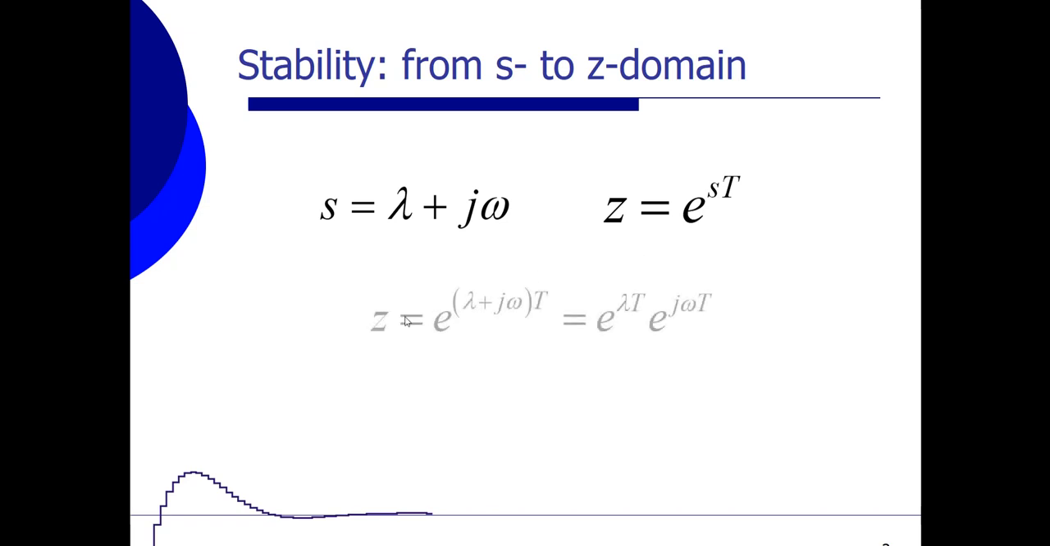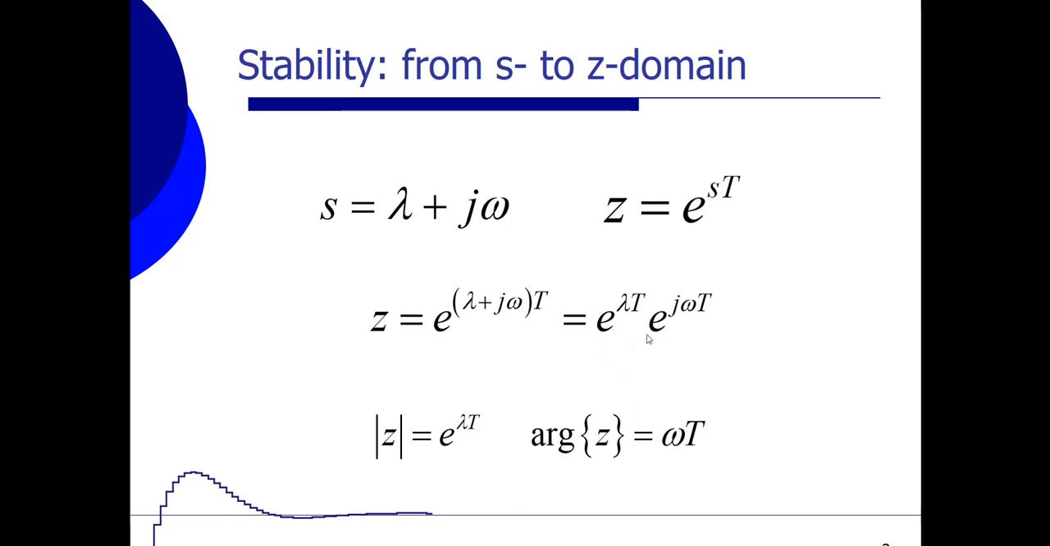When we substitute s in this expression, we get z equals e to the power (lambda plus j times omega) times T. We can work that out, and we get e to the power lambda times T, times e to the power j times omega times T. When you look at this, it is the definition of a complex number, in which this is the amplitude, the absolute value of z, and the phase is everything within this power except the j. So the argument, or the phase, equals omega times T.